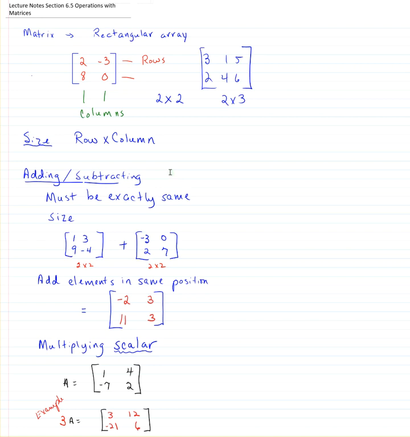Let's start there. It's a rectangular array of numbers, and it's usually in a bracket. Horizontally, they're the rows. Vertically, we have columns. And you talk about the size of the matrix. It is row by column. So this one is 2 by 2. This one is 2 by 3. So size is row by column.